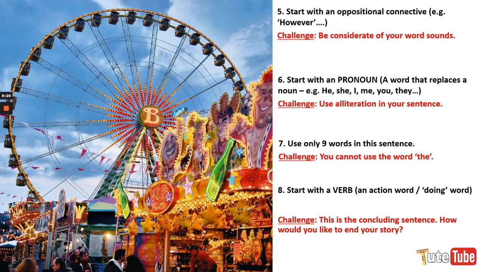Okay, here are the next 4. So start with an oppositional connective, for example, however, or alternatively, or on the other hand. And your challenge is to be considerate of your word's sounds. Number 6, start with a pronoun, which is a word that replaces a noun. For example, he, she, I, me, you, or they. And your challenge is to actually use alliteration in this sentence. Number 7, use only 9 words in this sentence, but you cannot use the word the.